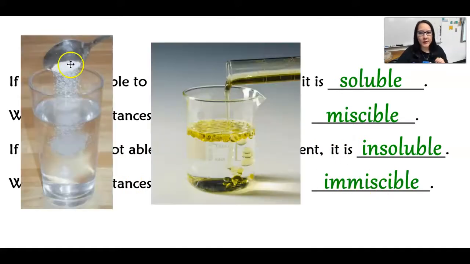So for example, if you can dissolve a solid, it's soluble. And if it does not dissolve, it's insoluble. If you can dissolve two liquids, mix them together, then it's miscible. If they will not mix together, then it's immiscible.